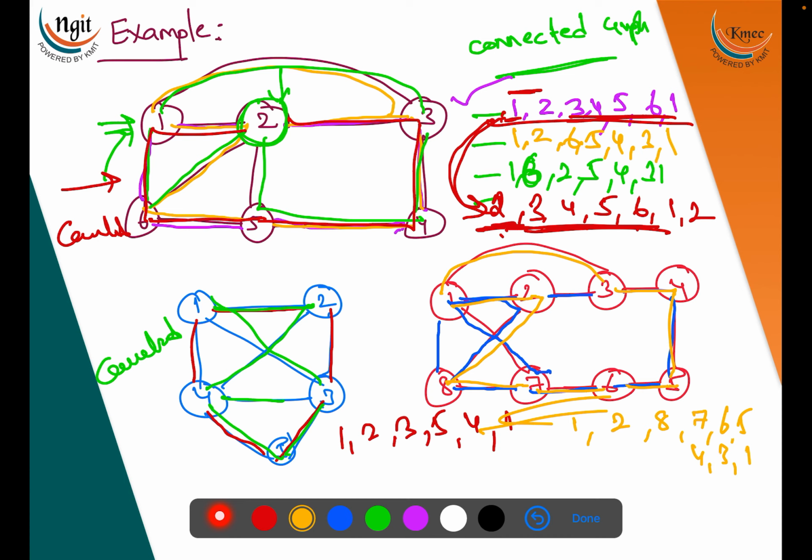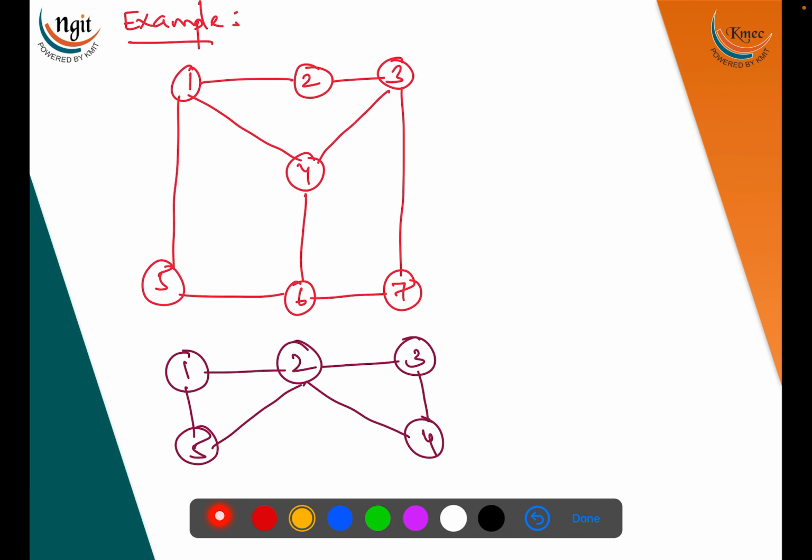So all these three graphs are what? Connected graphs. That's what you are able to see: Hamiltonian cycles. Now let's see, this is one of the graphs. And this graph is what? Can you generate any Hamiltonian cycle from this graph?